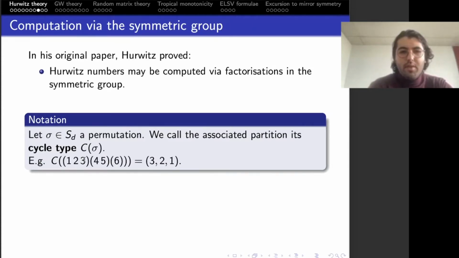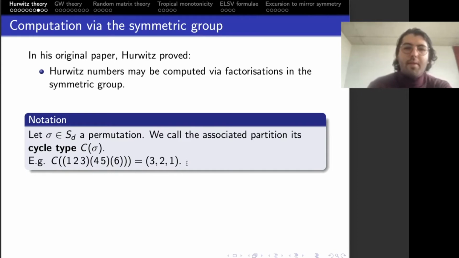So I have a permutation here, 1, 2, 3, 4, 5, and 6. And the cycle type of this is simply 3, 2, 1, because I have one cycle of length 3, one cycle of length 2, and one cycle of length 1. So if I have a permutation sigma, I simply decompose it into disjoint cycles, and I record the length of the cycles in this decomposition. And the tuple of the lengths of these cycles is exactly the cycle type. So this is always a partition of D. In this case, we live in S6, and this is a partition of 6.